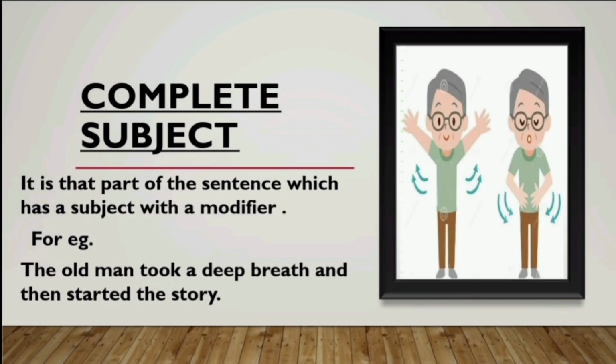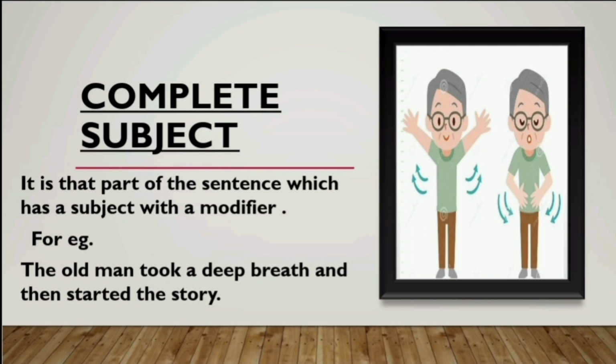The second category is complete subject. What is a complete subject? It is that part of the sentence which has a subject with a modifier. So, in the previous type we have studied that it has only one word and that one word would be the subject, right? And complete subject is a subject which has one subject and a modifier. Now, a modifier could be any determiner, it could be an article, it could be quantifiers, etc.